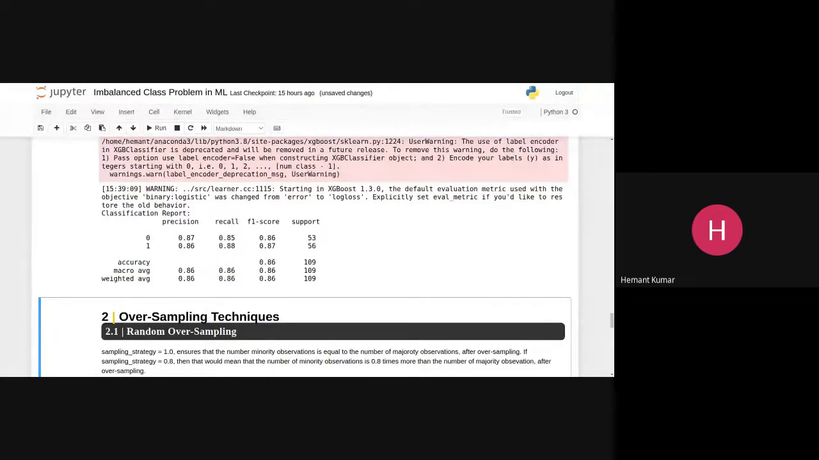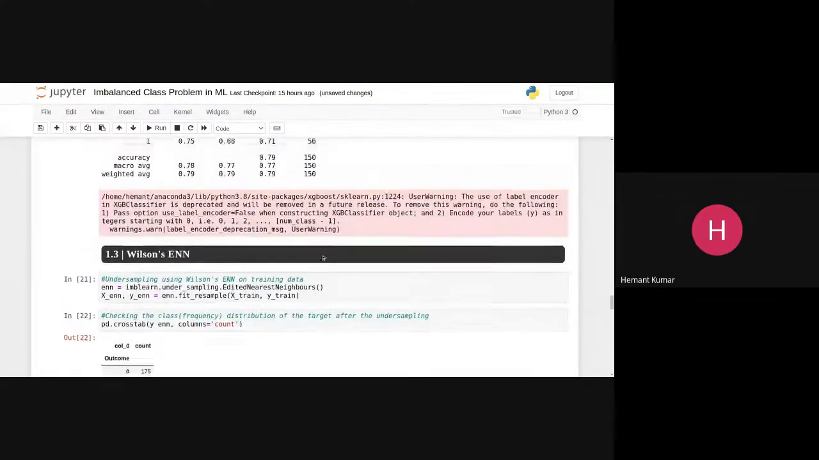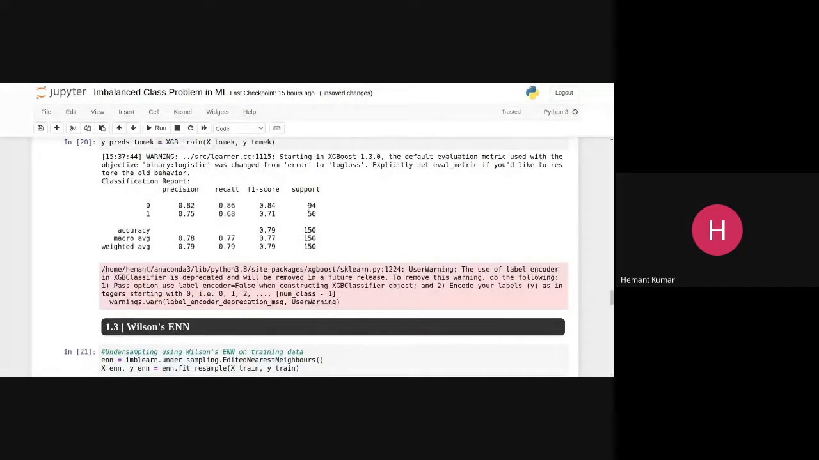Precision is improved. Previously it was 0.57, and here it is 86 and 88, and in that case it is 87. Again the support value is less, it is 53 and 56. So in that case the support value of 150 samples is 94 for class 0 and 56 for class 1.